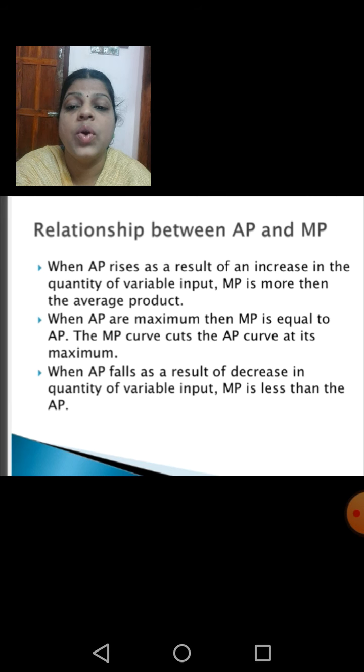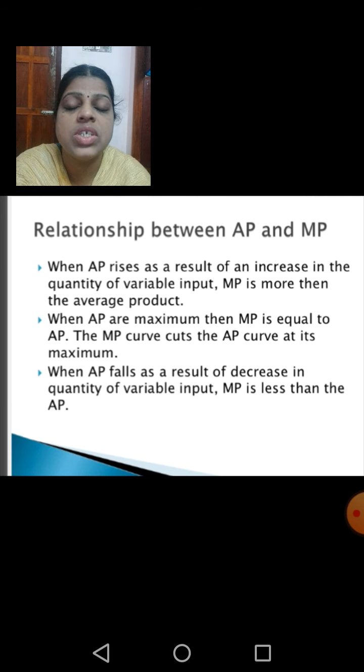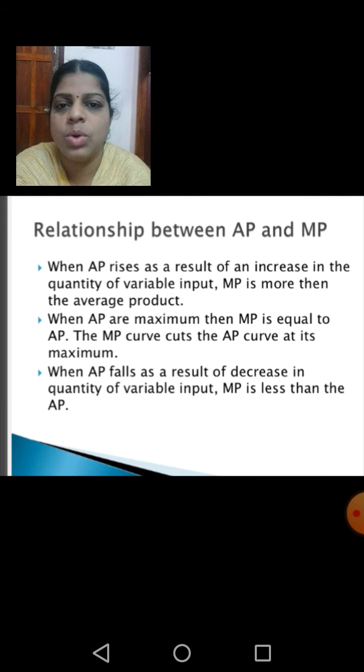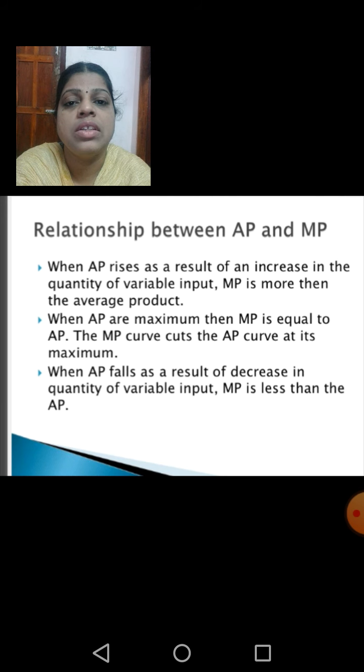Here we are going to discuss the relationship between the AP, MP, and TP. Mostly we concentrate upon this AP and MP. Already we have gone through the production schedule also, and the relationship between the AP and the MP is: when AP rises as a result of an increase in the quantity of the variable input, what happens to MP? MP is more than the average product.